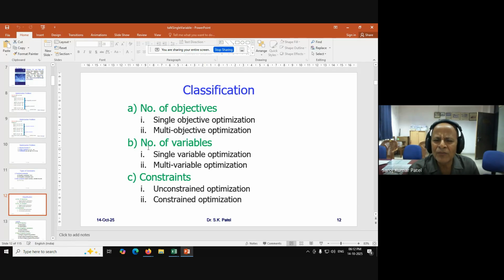Then the number of unknown variables, that is x1 to xn, if we have only one unknown variable, we call it single variable optimization. That we will study first. And if the number of variables n is greater than 1, at least 2, then it is multivariable optimization. x1, x2 at least, then it will be multivariable. Or x1, x2, x3, multivariable. More than 1 is a multivariable problem. Then in some problems, there may not be any constraint. I mean, only the top line will be there, only the objective function. So that will be called unconstrained optimization.